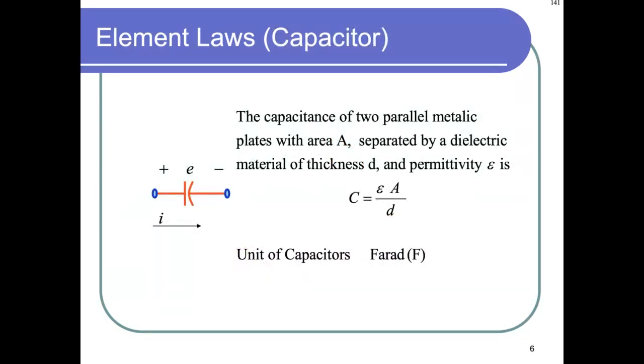Next, we move to the capacitor. So the capacitance of two parallel metallic plates with area A separated by a dielectric material of thickness D and permittivity epsilon is really epsilon A over D, and the unit is farad. So again, it's like resistance. We take this as a fixed parameter, and sometimes we give you a value for it. But again, we need to show the physics-based definition just to get a clearer picture.